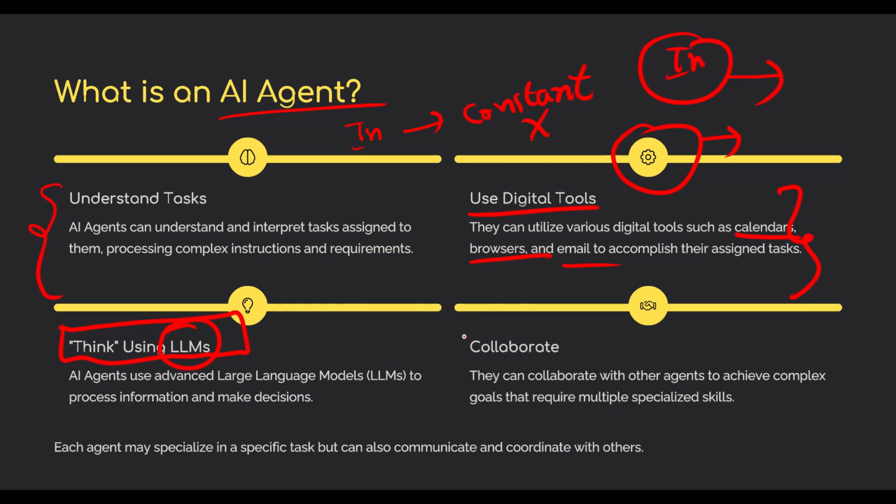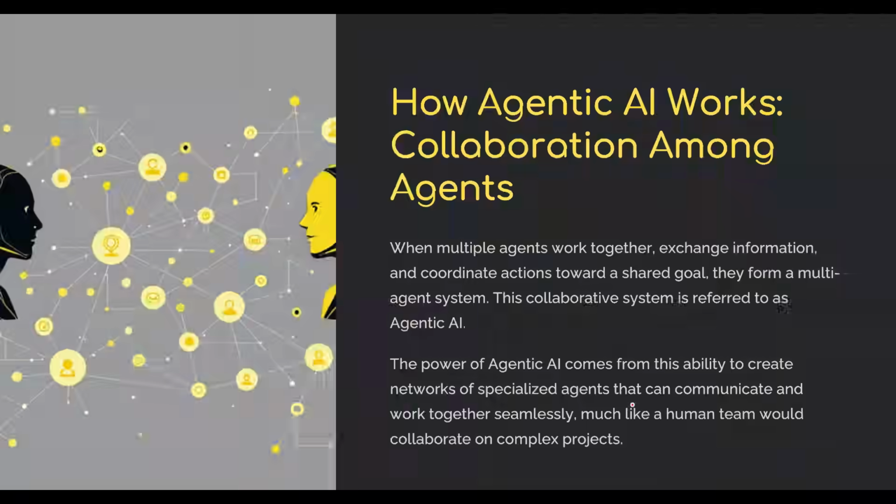Collaboration is one more thing. Agents can collaborate with other agents to achieve complex goals that require multiple specialized skills. One agent might be specialized in one task, another agent in another task, and another agent in yet another task. These agents can collaborate with each other, and based on the inputs and outputs of each agent, they can communicate and make the process simpler. Complex things can become very easy through the collaboration of agents.